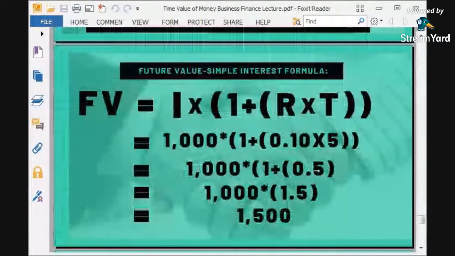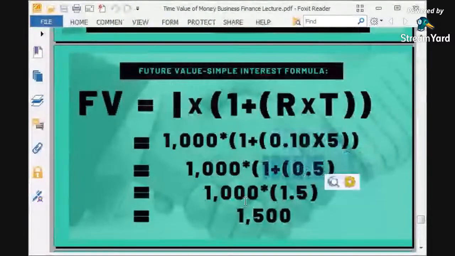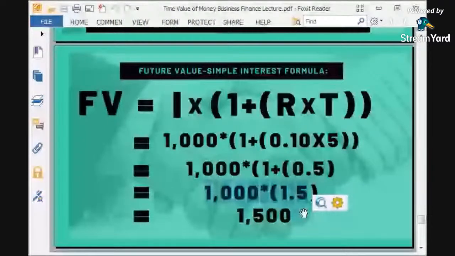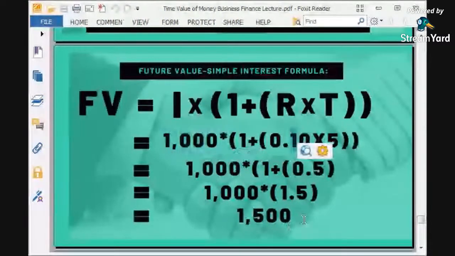1,000 pesos, that is our present value, times 1 plus 10% interest. Convert to decimal, it's 0.10, times 5 for the years. So 1 plus, let's do this first, 10% times 5, so we have 0.5. 1 plus 0.5, so we have 1,000, the present value, times 1.5, so we have 1,500. So the future value of our investment now, 1,000 pesos invested with 10% interest after 5 years, will become 1,500 pesos, an earning of 500 pesos.